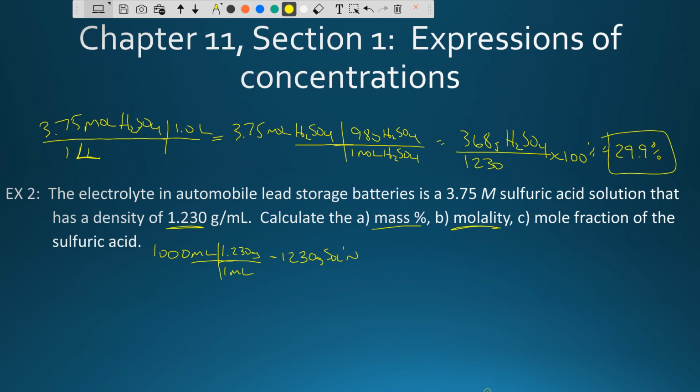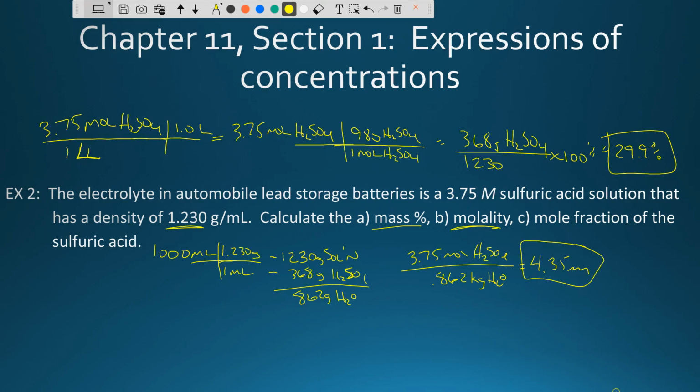Let's take a look at molality. That is moles of solute, and I already have my moles of solute of 3.75 moles of sulfuric acid, H2SO4, over kilograms of solvent. Uh-oh, I don't know my kilograms of solvent. I do know that I have 1230 grams of solution, and I do know that I had, in this case, 368 grams of sulfuric acid, H2SO4. So how much water did I have present? Okay, in this particular case, I had 862 grams of water. Now remember, molality is moles over kilograms, so that's 0.862 kilograms of water. And so my molality in this case ends up being 4.35 molal.